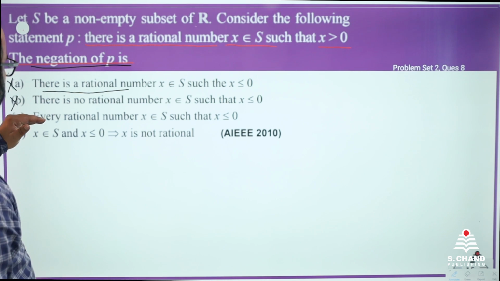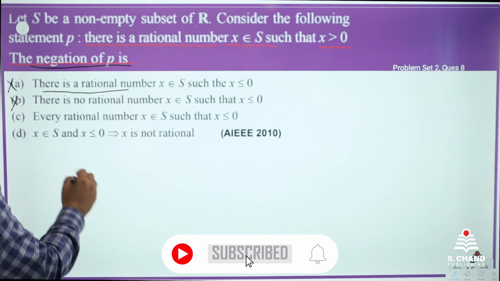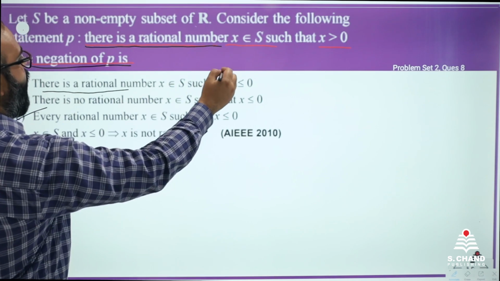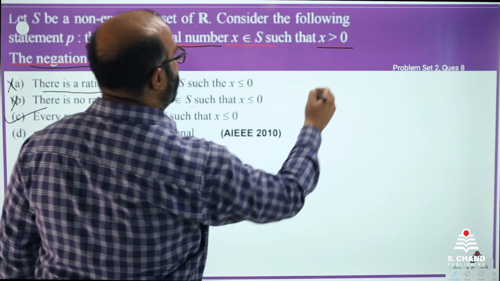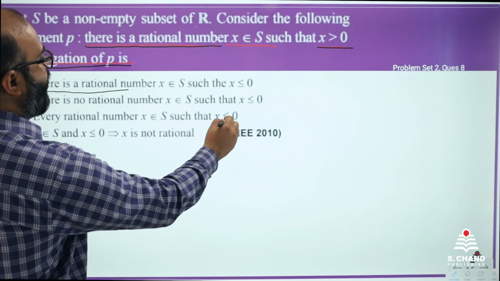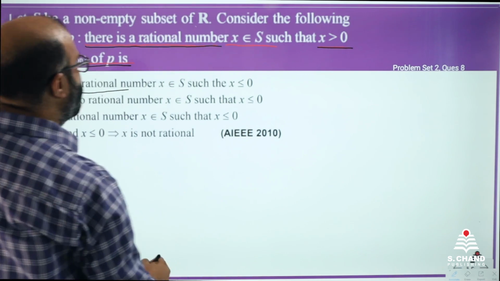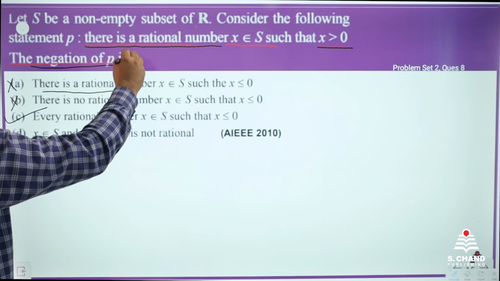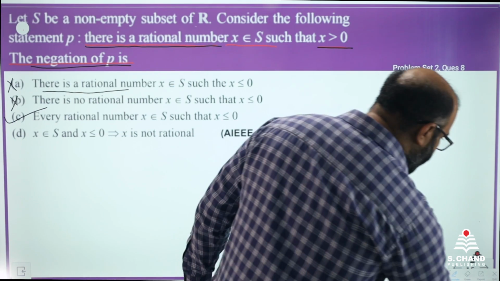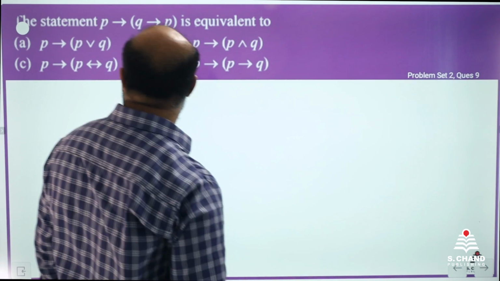This C says every rational number x belonging to S such that x less than or equal to 0. So this you will take, because there is a rational number such that x is greater than 0, so you will take every rational number such that x is less than or equal to 0. So the opposite of this is x less than or equal to 0, and there is every rational number such that x is less than or equal to 0. Let us come to the next question.